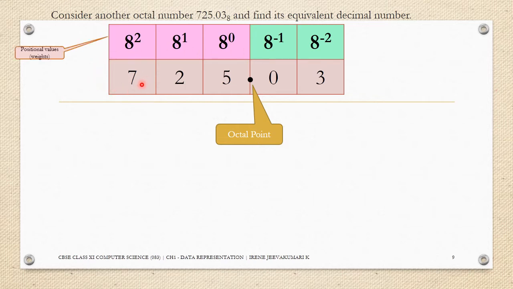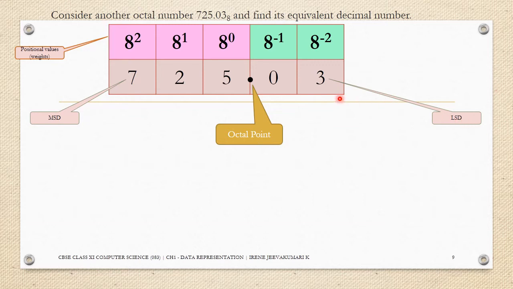In this octal number, digit 7 carries most weight among all these digits. That's why this is referred to as the most significant digit or MSD. And digit 3 carries least weight among these digits. That's why this is referred to as LSD or least significant digit.